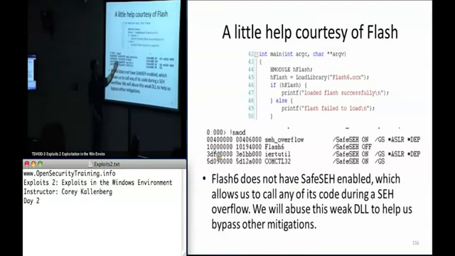Like in Windows 7, even with ASLR, Flash will be loaded at this address. And it does not have SafeSEH turned on, so we can return to any of its code if we overwrite the exception handler. So Flash is the little person we're going to beat up on today.